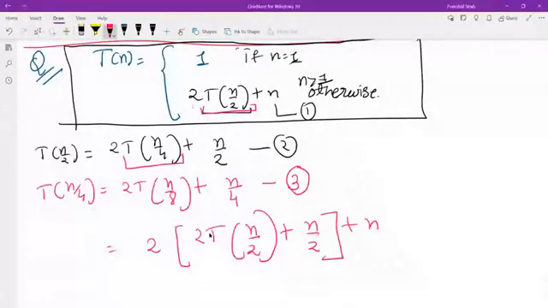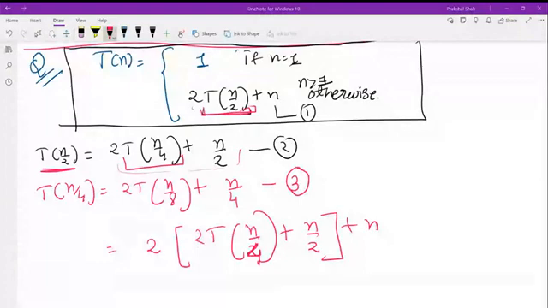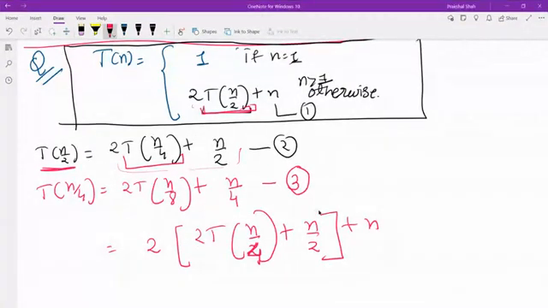Okay, see what I did. I just put this T of n by 2 equation here. Instead of this T of n by 2, I put this entire equation, so 2 multiplied by this entire thing. So this is 2T(n/4) + n/2 + n. Yes or no? Right, okay. So we had this now.